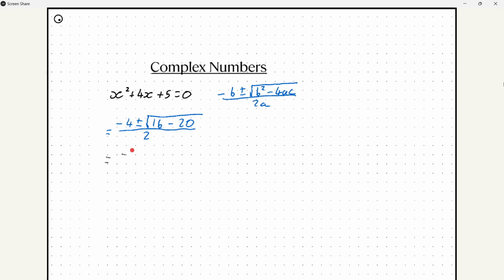So we have a real part, which is minus 4 over 2, and then we have plus or minus root minus 4. So if you remember from earlier, the minus 4 over 2 is just minus 2. Then plus or minus, we separate the minus 1 and the root 4. So then we can easily see that that turns into an i times 2. So the answer is minus 2 plus or minus 2i.